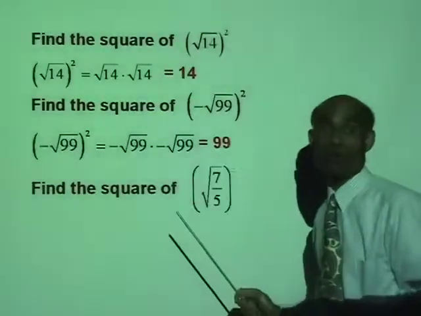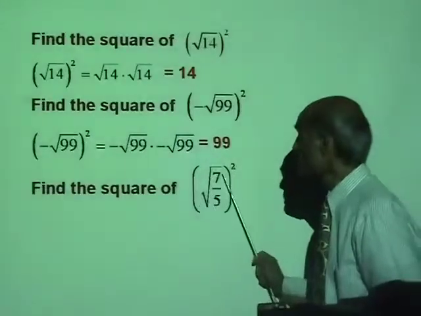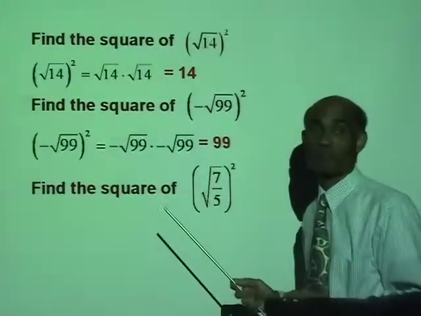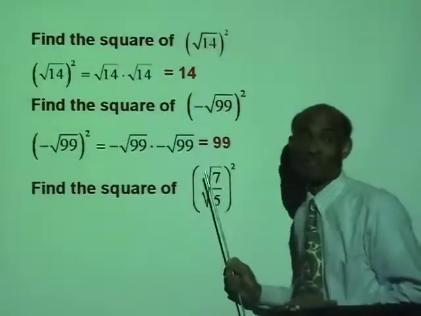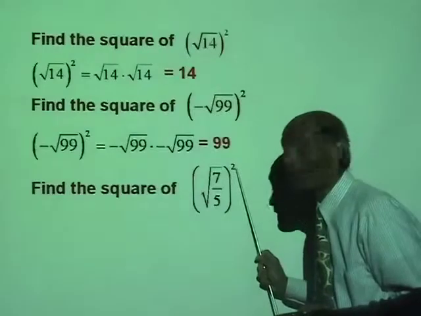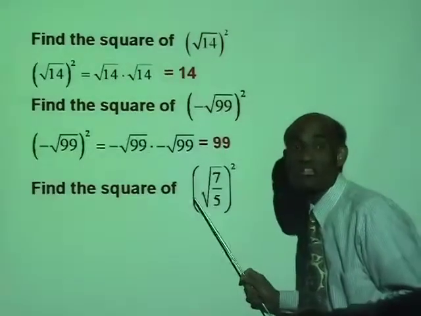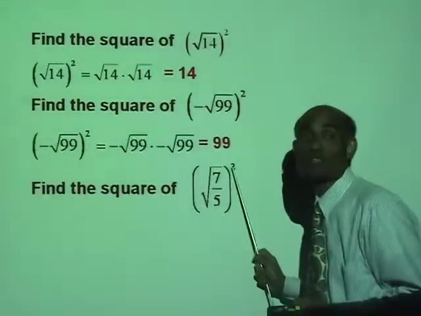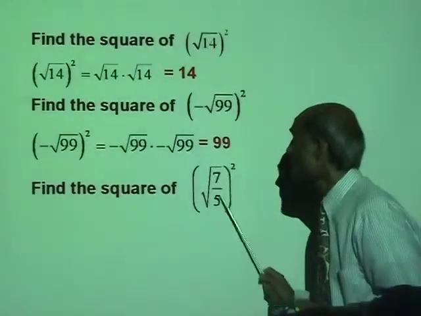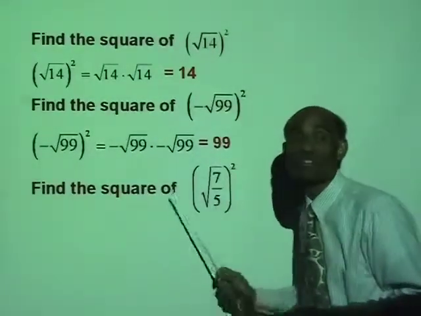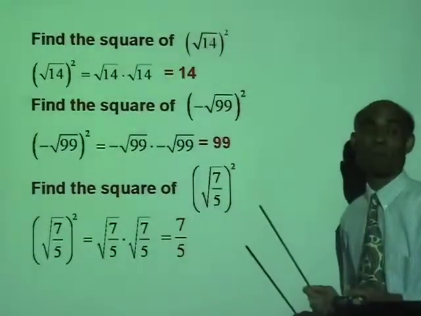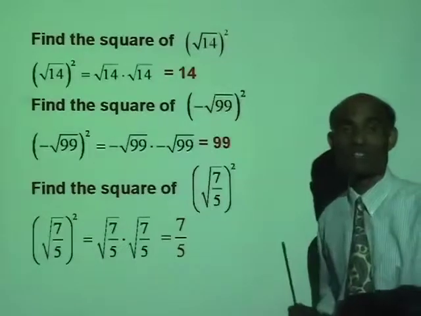Find the square of the square root of 7 over 5, all squared. Well, you can tell me the answer right away. When you square, it is the same as removing the square root. So the square root of 7 over 5 raised to the power of 2 is the same as 7 over 5. I hope that concept is clear.